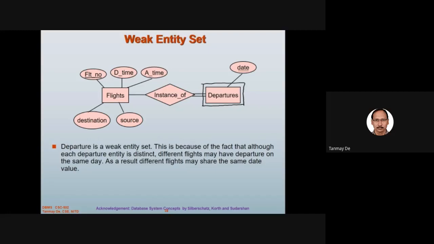That is, this is a weak entity set, and this is a strong entity set. The flight entity set, which one is the primary key? Flight number. And departure has the descriptive attribute date, and this is the discriminator also. That is, the partial key.